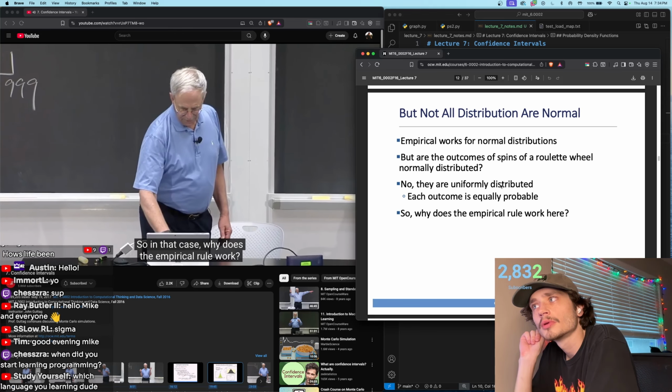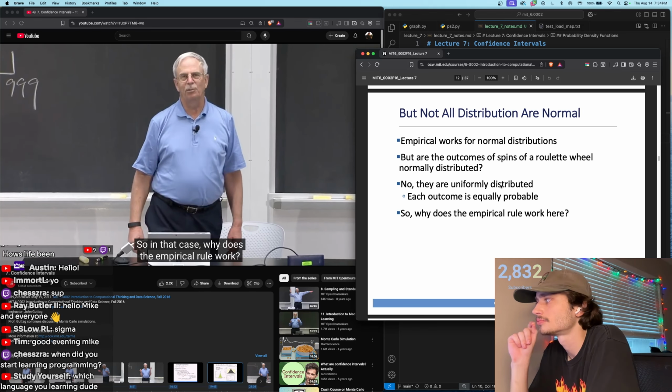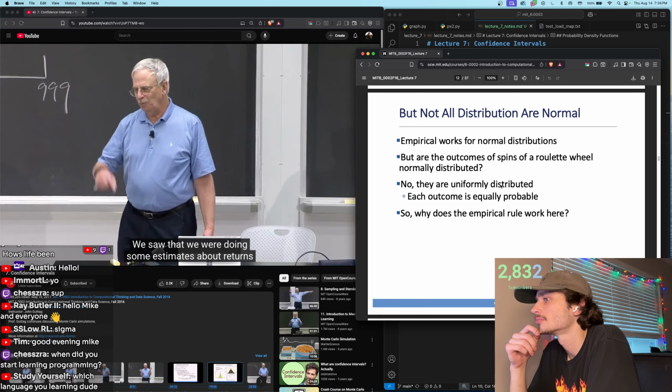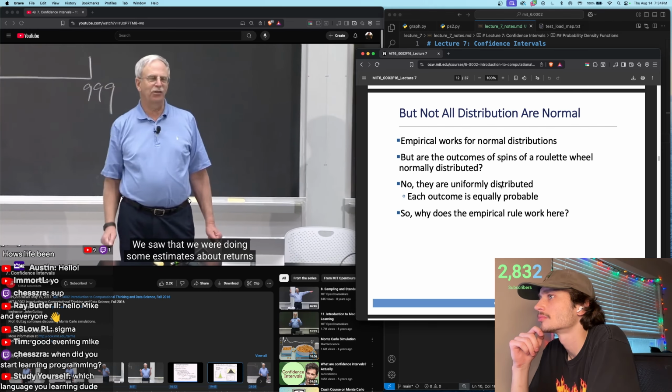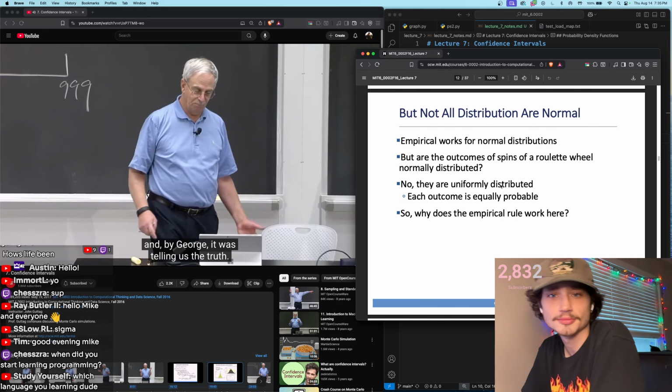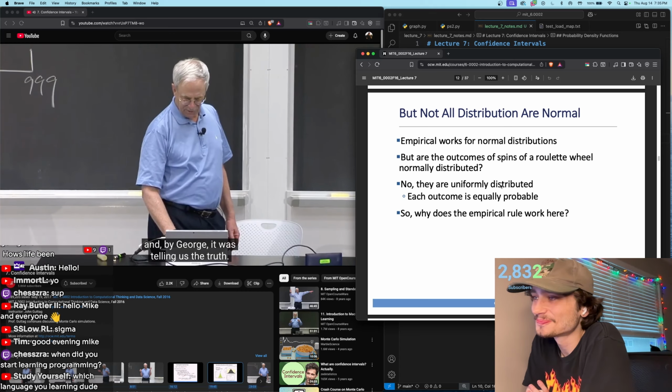So in that case, why does the empirical rule work? We were doing some estimates about returns, and we used the empirical rule, we checked it, and it was telling us the truth.